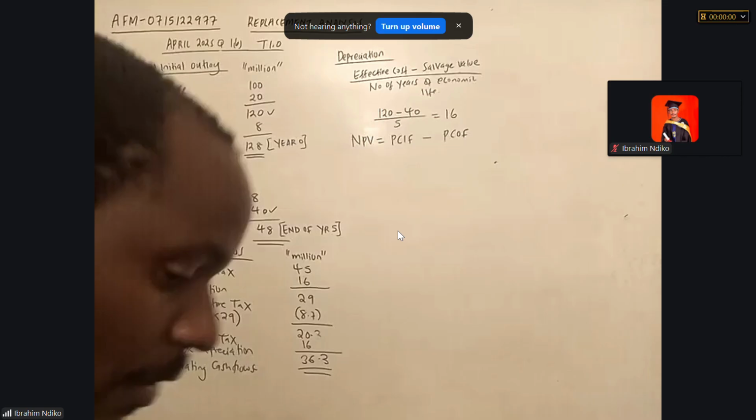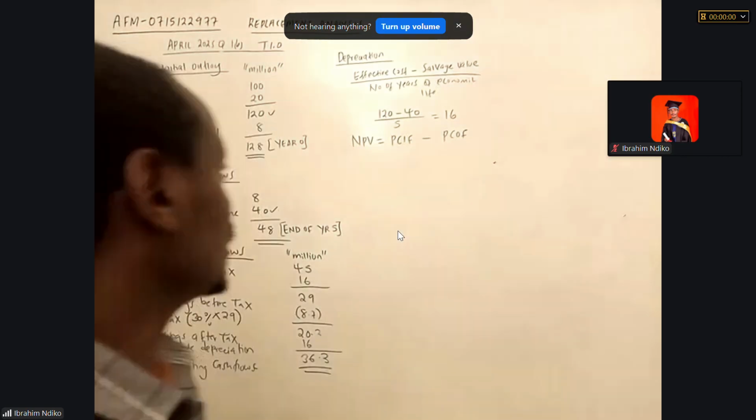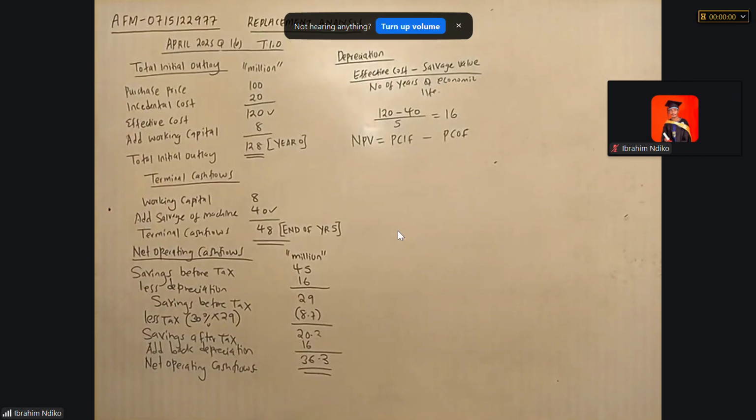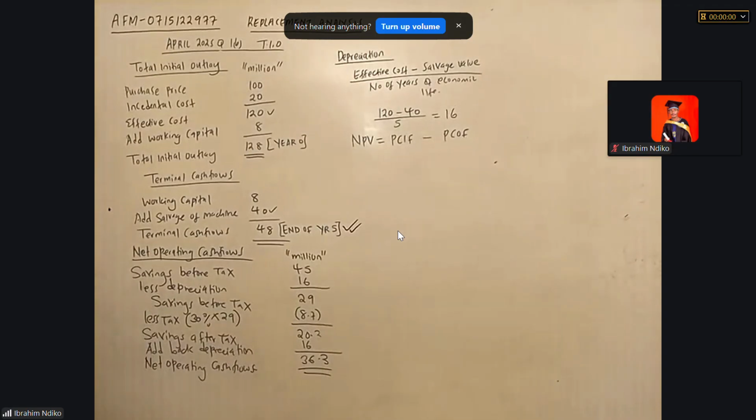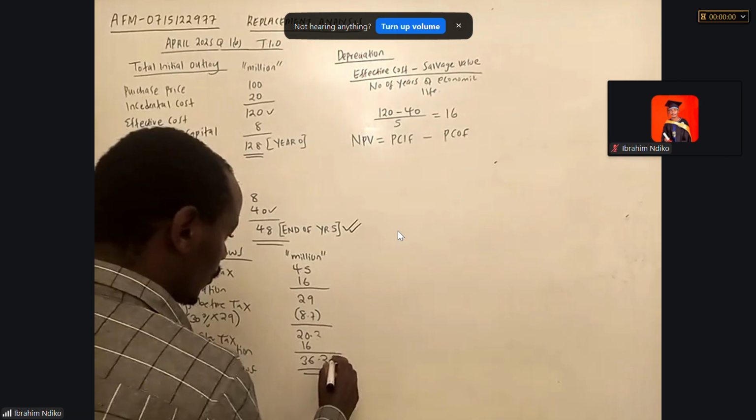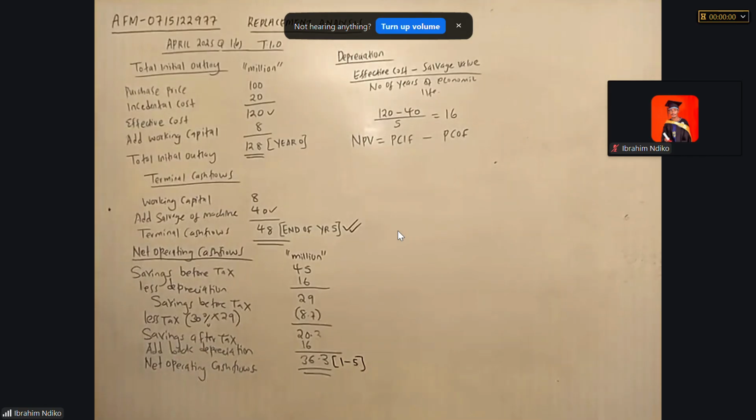Now, I hope you can see the board. Yes. So we are saying for you to calculate NPV, you take the present value of cash inflows minus the present value of cash outflows. Right? Now in this case, we have two cash flows. Number one, we have the terminal cash flow because this is the benefit at the end of year 5. And then this, which is every year from year 1 to year 5.